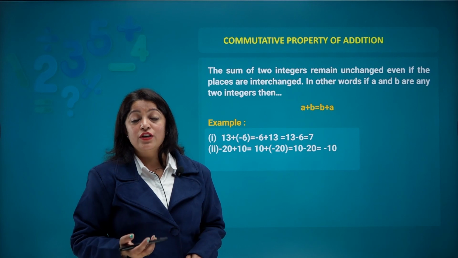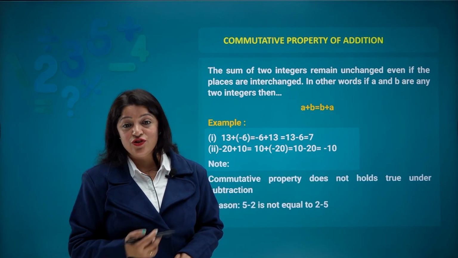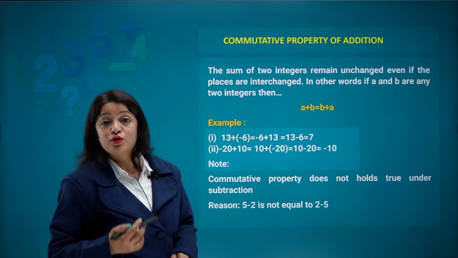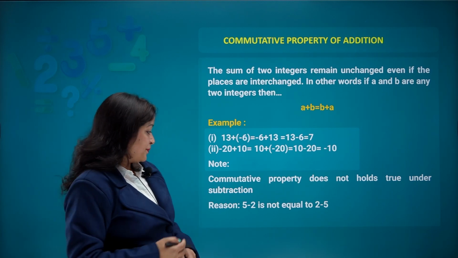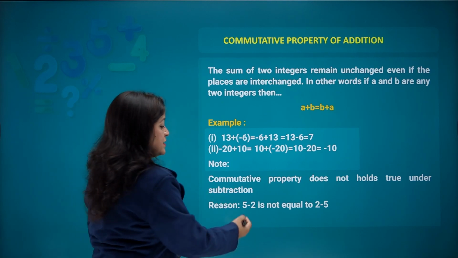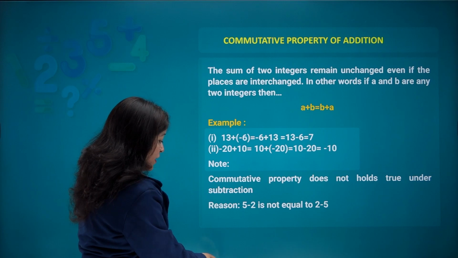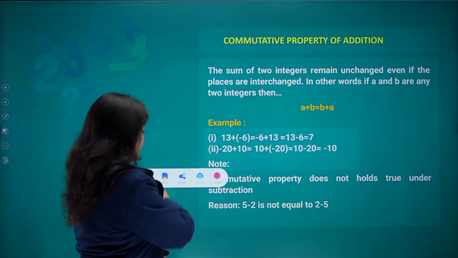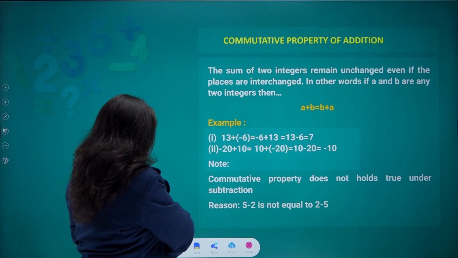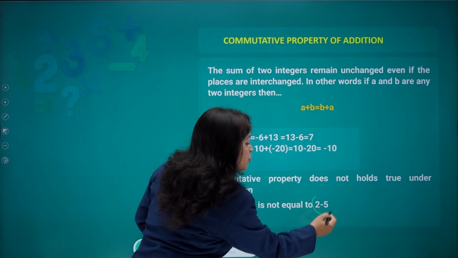That means you can arrange them in any order and add the numbers, add the integers. Let's see, is it true for subtraction? It does not hold true for subtraction. Reason? Let's take an example, 5 minus 2. We know the result is 3. So we can say 3 is not equal to 2 minus 5.